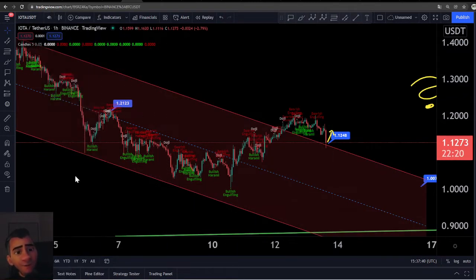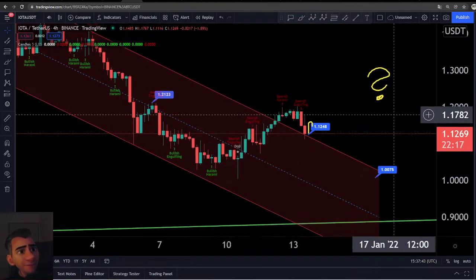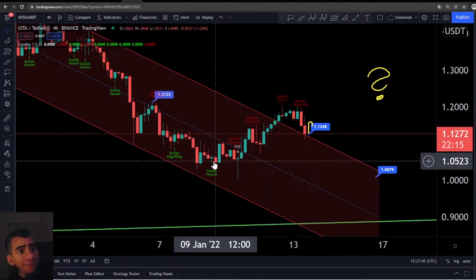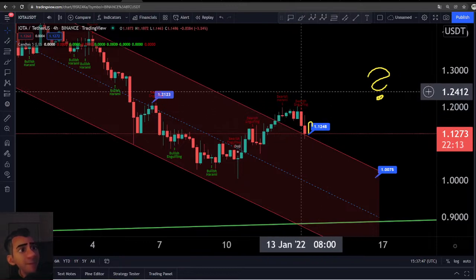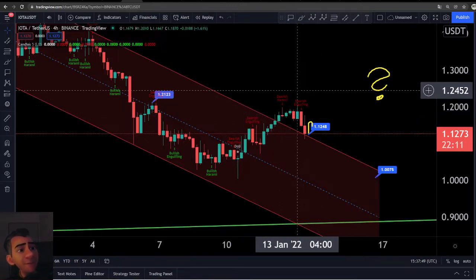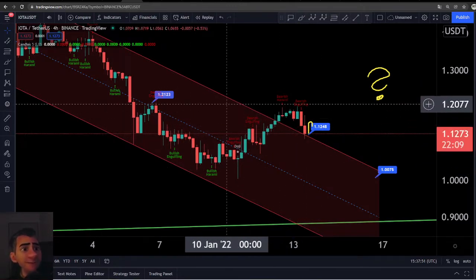Let's check the 4 hour time frame. The 4 hour is not looking so nice. You can see it. We saw the bullish harami, a nice pump to the upside, bearish harami, bearish engulfing, bam. We need a bullish one here. That's the next big thing.